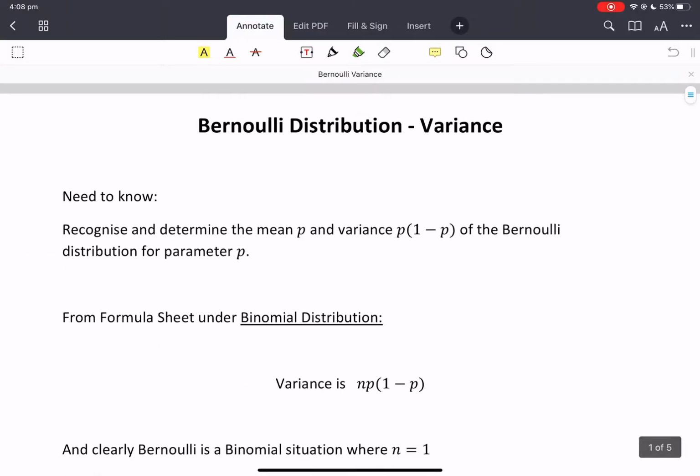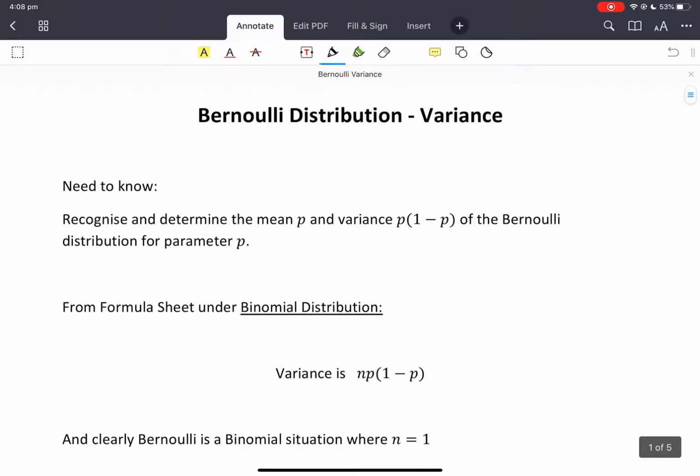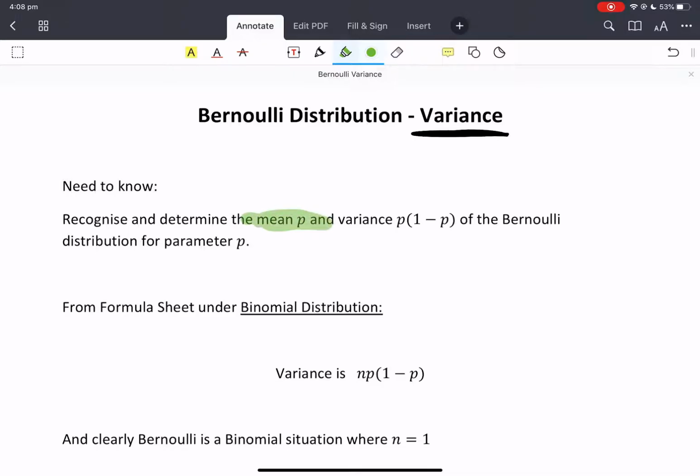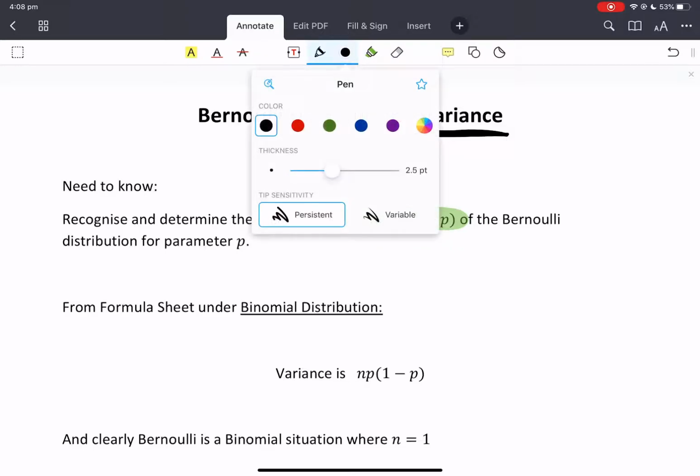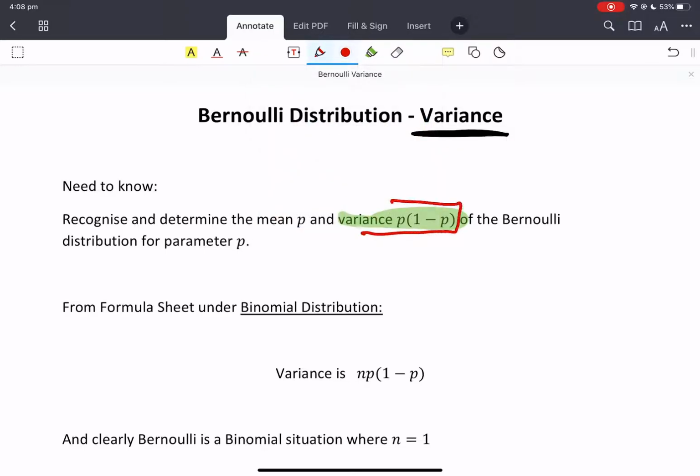Okay, Bernoulli distribution variance. From the syllabus, we need to know the mean p, which we did last video. This is the variance: p(1 minus p). Looks simple enough, doesn't it? Let's see how it works.